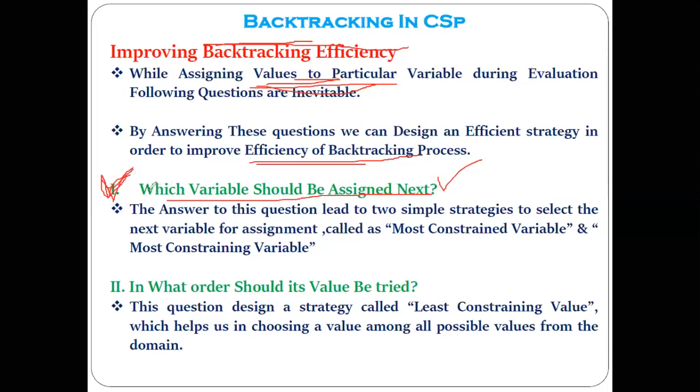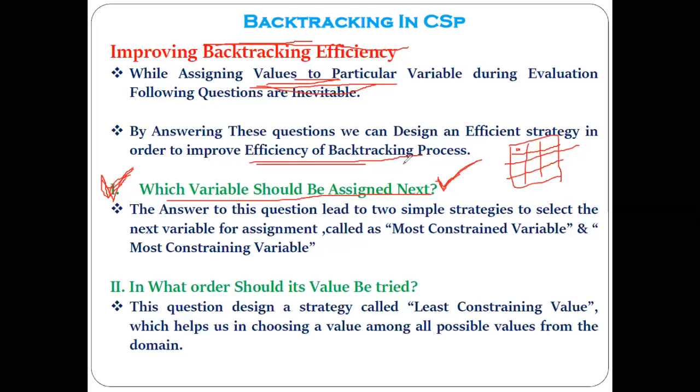So the first question that we have here is which variable should be assigned next, just like we are having this kind of chessboard. If you see the example, we have directly started assigning the variable from the first position, the zero position. So in order to improve the backtracking efficiency, before choosing the variable, you must ask which variable should be assigned next. Instead of randomly assigning the value to the variable, or randomly choosing the variable, the question must be asked: which variable should be assigned next so that the number of backtracks can be reduced? Got the point?